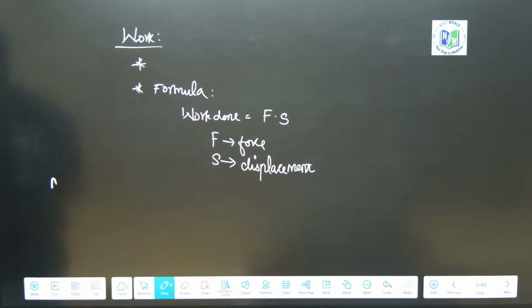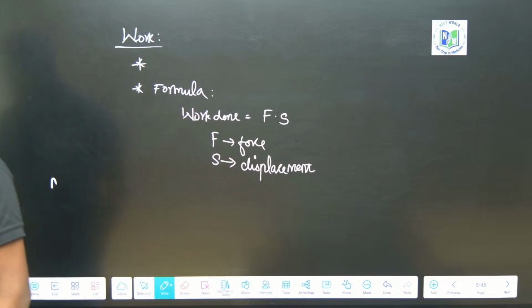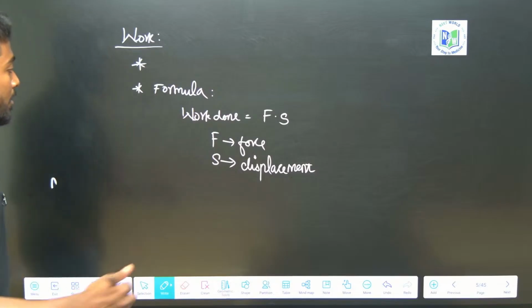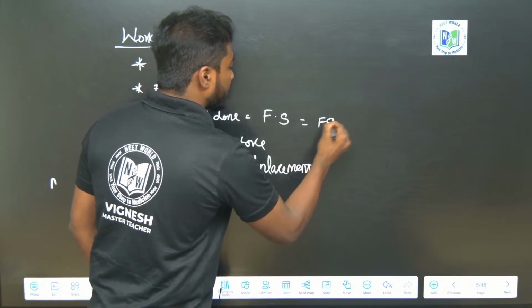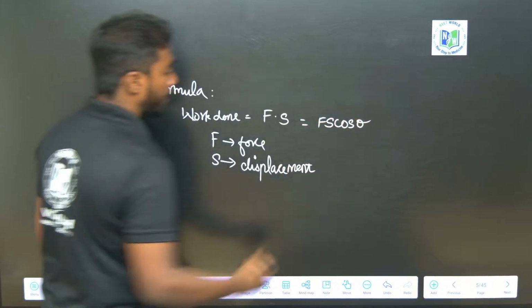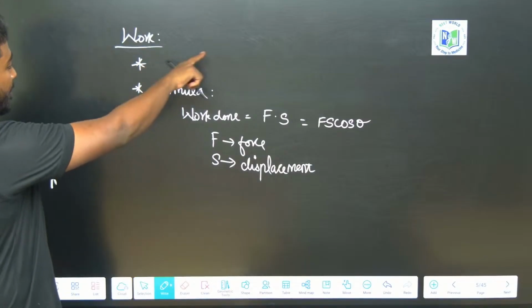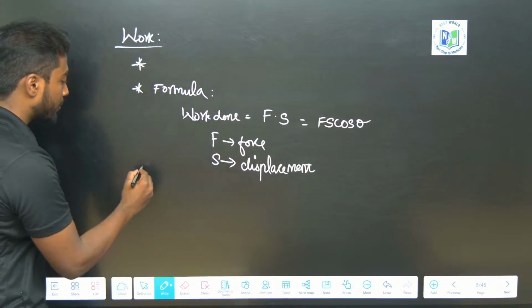Okay, it's visible right now. Okay guys, I have adjusted the camera now, it will be visible properly. So I can write this as Fs cos theta also. Okay, so the first point has been completed, the second point is formula, and the third point is SI unit.